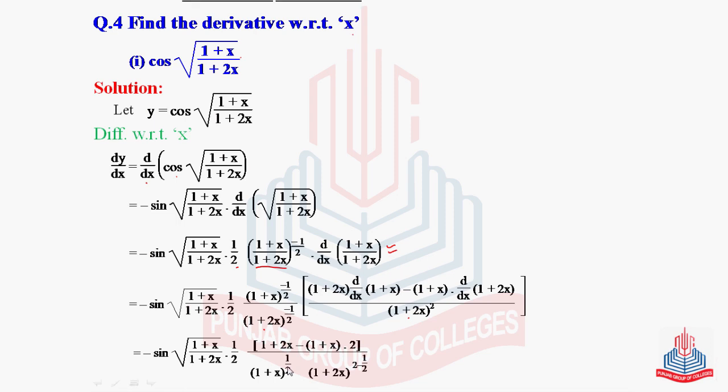So in numerator, this 1 plus 2x will be as it is, derivative will apply on 1 plus x. 1 is the constant term, derivative will be 0, and derivative of x will be 1. So 1 will multiply to 1 plus 2x will remain same, 1 plus 2x, minus this 1 plus x will be as it is, and derivative will apply on 1 plus 2x. Now derivative of 1 due to the constant function will become 0, and derivative of 2x will be 2.